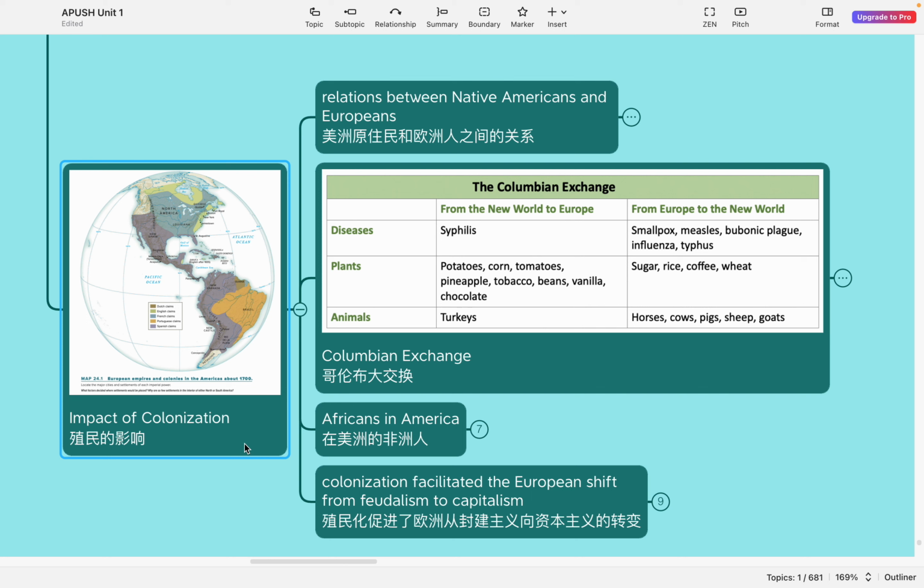Now let's dig into the third and last major topic of Unit 1, the impact of European colonization on the Americas. First, let's compare the interactions between different European countries and Native Americans.